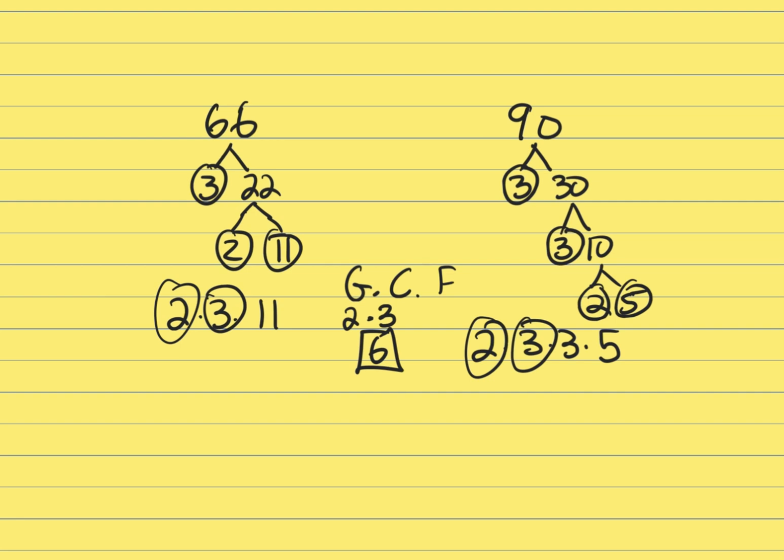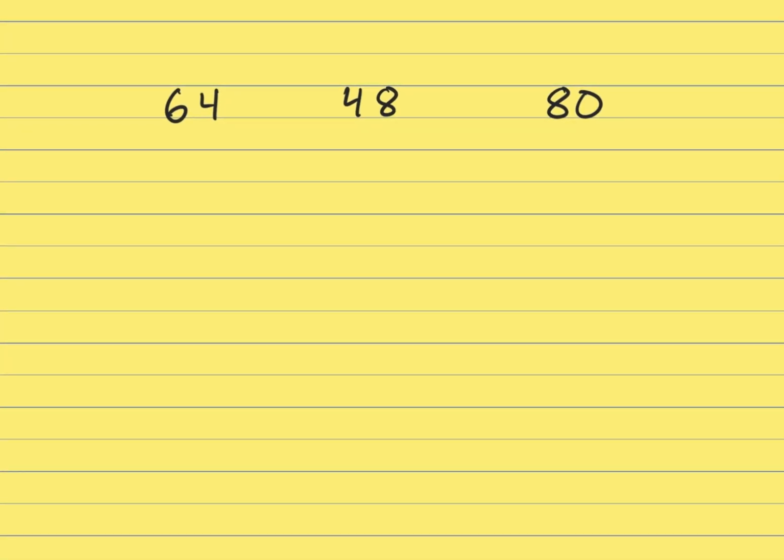Well, we said it doesn't just have to be two numbers. It can be three numbers. So for the next one, let's go with 64, 48, and 80. So now we have three numbers involved. How you do it doesn't change. You do the factor trees for 64, you do the prime factorization tree for 48, and you do the prime factorization tree for 80. So why don't you go ahead and do those three prime factorization trees and then stop. And then we'll put the GCF together.